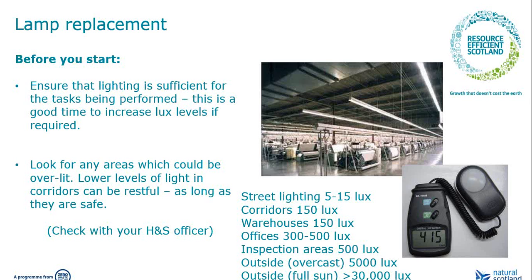So what that tells you is how responsive the human eye is, because we can come from outside 30,000 lux into a corridor at 150 lux, and our eye is doing a huge amount of adjustment to the actual light levels that are there. Going back to what you should be looking for when you're considering lamp replacement, you need to look out for any areas that are overlit, so lux levels that are in excess of these indications that I've given you today. Lower levels of light, for example in corridors, can be quite restful and satisfactory, and check with your health and safety officer.